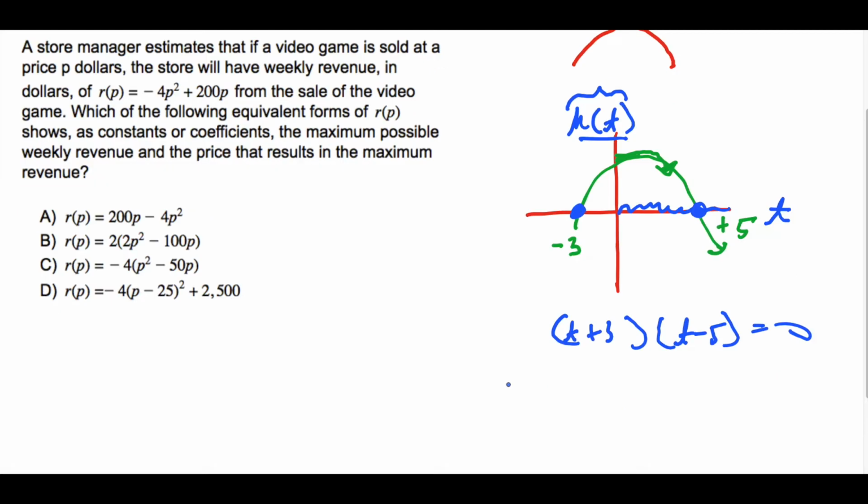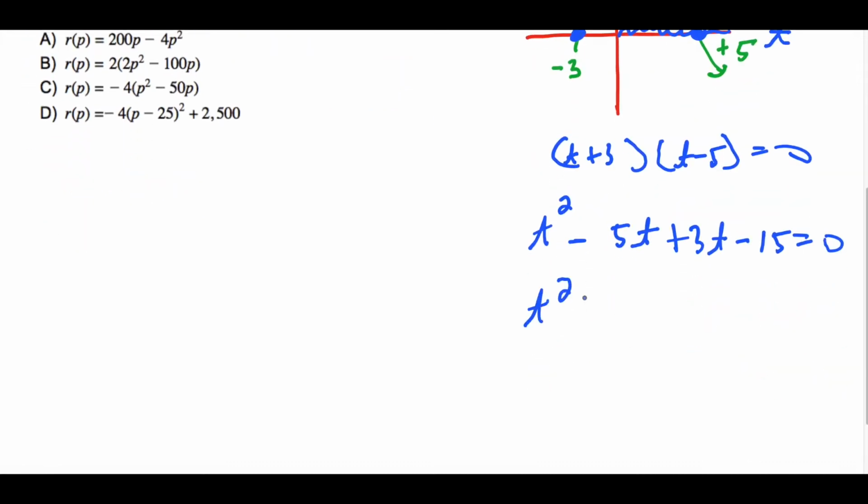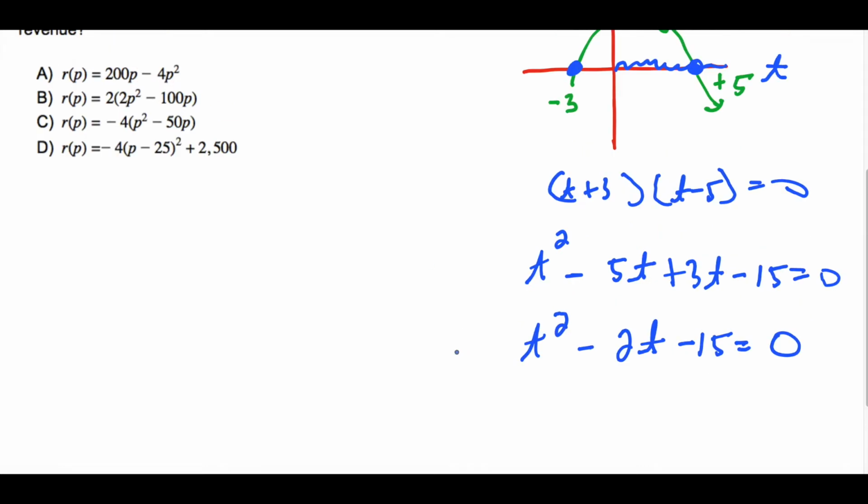Let's see how this problem works out. So if I go t squared, let's open it up. First, outside, t squared, FOIL it. Minus 5t, plus 3t, minus 15 equals 0. And then t squared minus 2t minus 15 equals 0. The actual function would be written like this: H of t equals, and then you just get rid of this part over here. All right, so that's the equation.